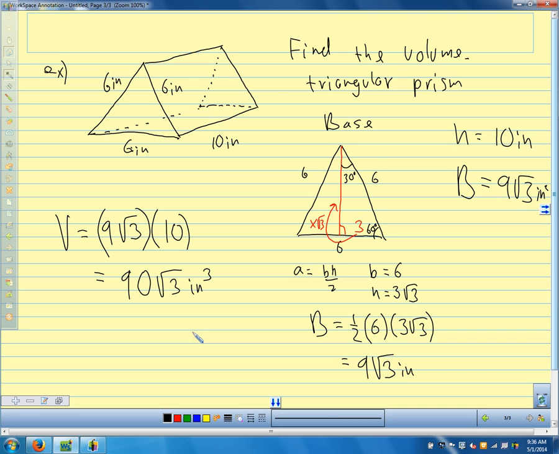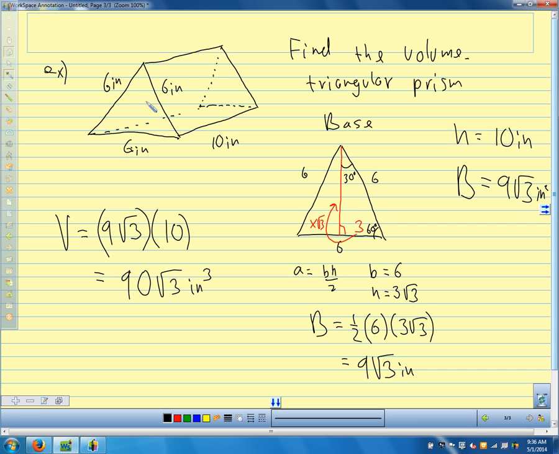So we had to remember, for this problem, that to find the area of an equilateral triangle, we can divide it into two 30-60-90 triangles. And then we used our 30-60-90 rules to find it. Questions there?